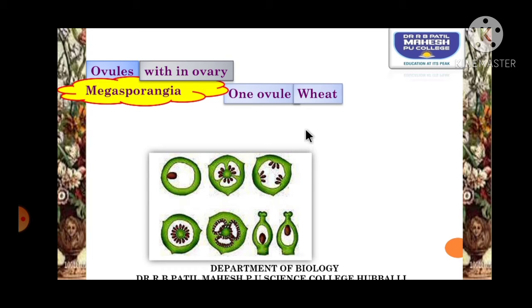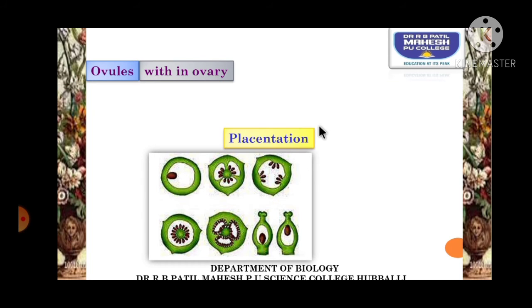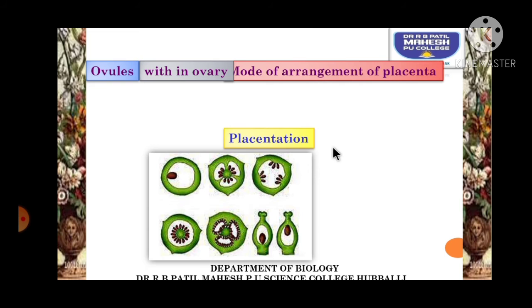Examples for plants with one ovule are wheat, paddy and mango. Whereas examples for plants with several ovules are papaya, brinjal and watermelon. Now, these ovules are arranged inside the ovary on a nutritive structure called placenta. The method of arrangement of the ovules in the placenta is called placentation. So, we can define placentation as the mode of arrangement of the ovules on the placenta in the ovary.